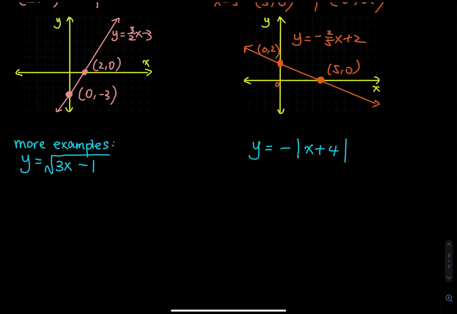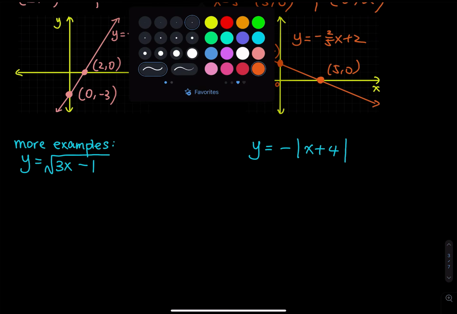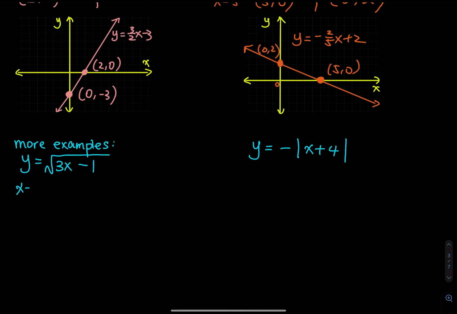Moving on, I want you to give me the x and y-intercept of this equation. To find the x-intercept, always write this down. X-intercept, I will just write int. We let y equal 0. So we have 0 equals the square root of 3x minus 1.